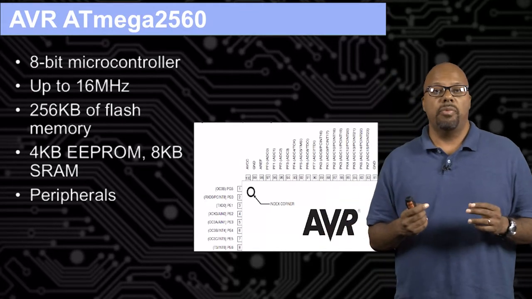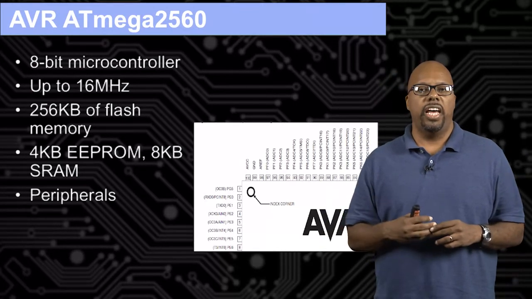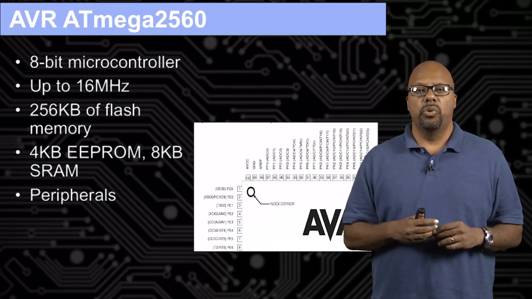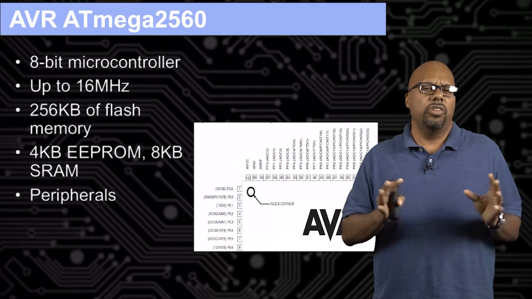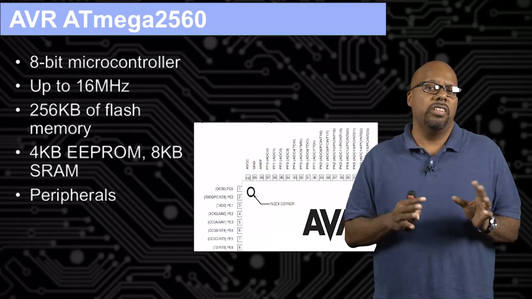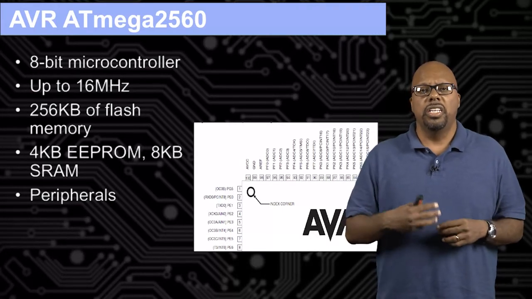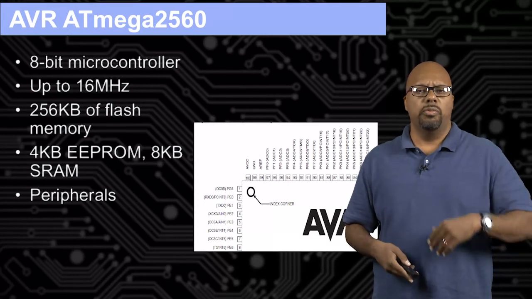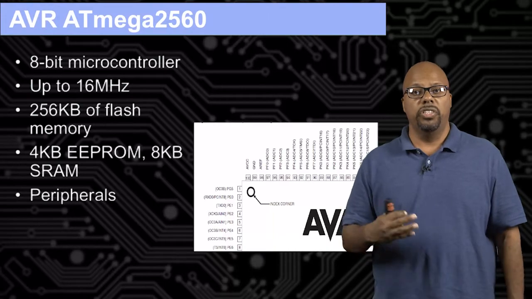EEPROM is also another type of non-volatile memory, similar to flash. SRAM is your regular random access memory. We'll talk about that. And then peripherals, that's sort of a general term for all the other components inside the microcontroller on the chip, like the timers, A to D converters, and all those other things. So it's got a number of peripherals that I didn't list. I didn't put the whole data sheet up there.